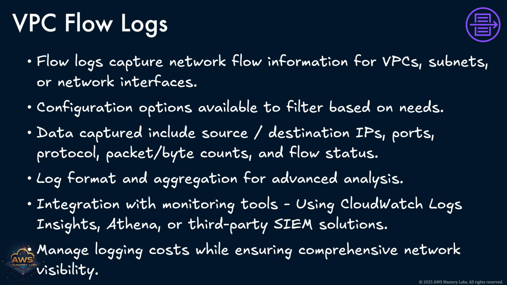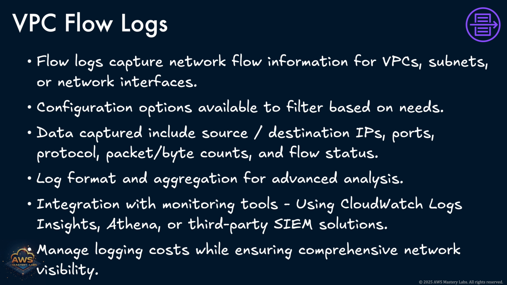VPC flow logs provide deep visibility into the network activity within your AWS environment. They allow you to capture detailed information about IP traffic flowing to and from network interfaces in your VPC, whether at the VPC level, subnet level, or individual Elastic Network Interface (ENI). Flow logs can be configured to publish data to Amazon CloudWatch Logs or Amazon S3, depending on how you want to store and analyze the data.